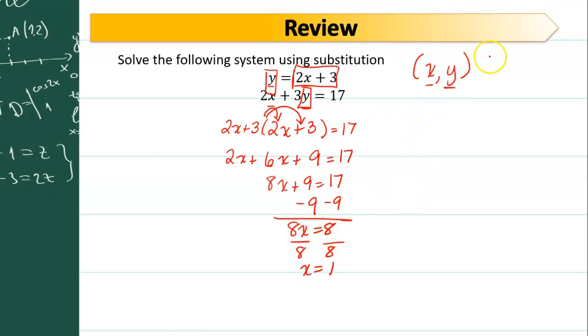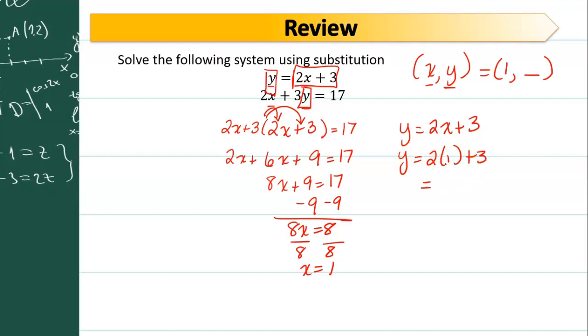Now we're going to figure out what y is equal to. I already know that x is 1. So I'm going to choose either one of these equations, and I'm a lazy mathematician, so I'm going to choose the one that's easiest to use that will give me the correct answer. So I'm going to use the top one because y is already isolated. I'm going to replace x with 1.